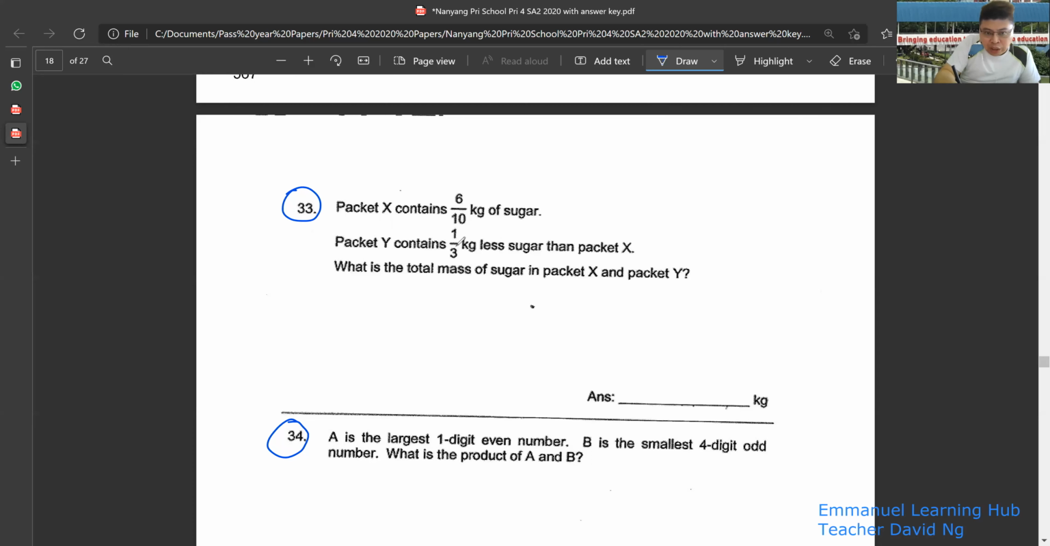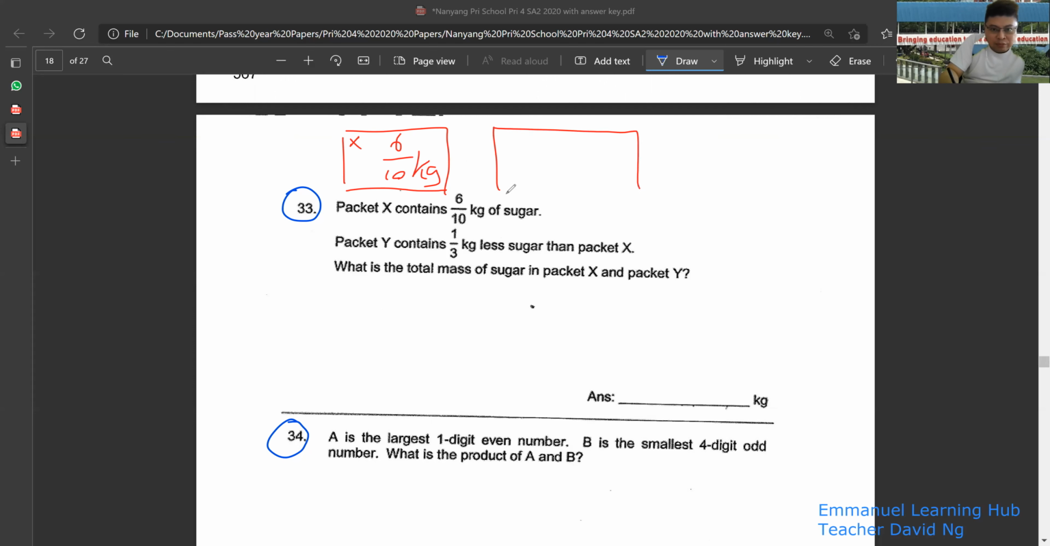Let me ask you, the fraction indicated here, is it a quantity or a fraction? It's a quantity. How do you know it's a quantity? Because it has kg. Yes, very good. That's how you know it's a quantity. So you have packet X, 6/10 kg of sugar.